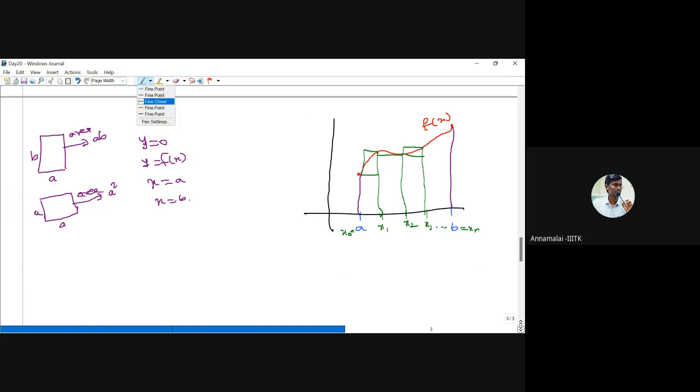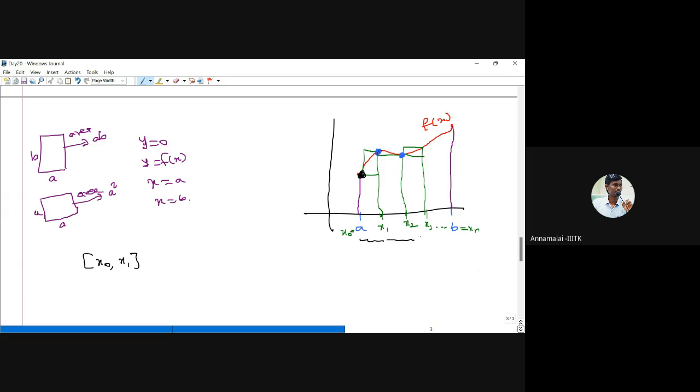You have to take the minimum value. Suppose you take the subinterval x naught comma x1. In this interval the function has both a minimum value and a maximum value. This is the minimum value, and this is the maximum value. Therefore, in any subinterval the function has a minimum value as well as a maximum value. If you consider the interval x1 x2, this is the minimum value, and this is the maximum value.